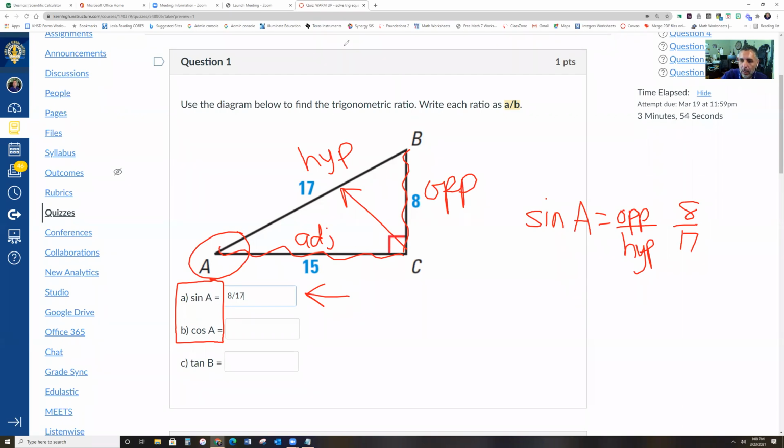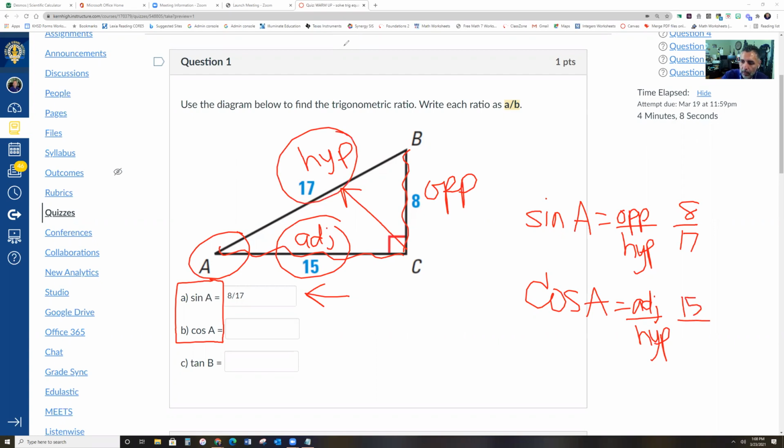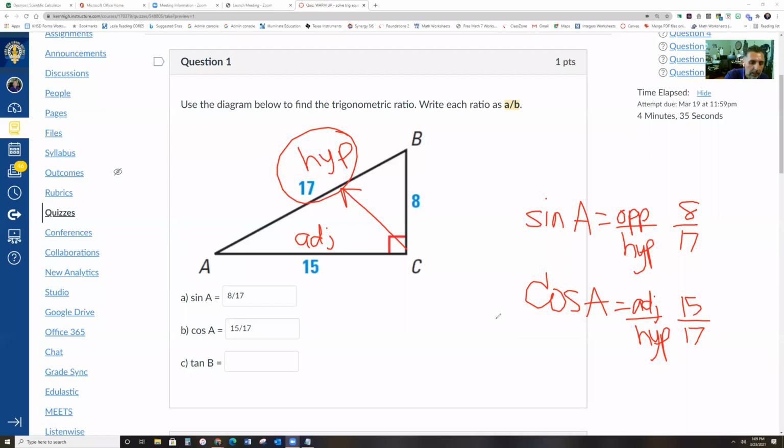If you look at cosine, remember cosine of A is adjacent over hypotenuse. So the adjacent side is 15 and then the hypotenuse is 17. So that's 15 over 17. Okay. So let's go 15 over 17. And then I'm going to pause this. And then this last one is asking us to look at tangent of angle B.